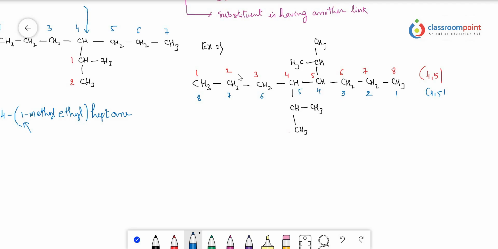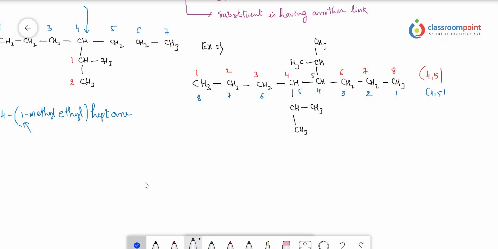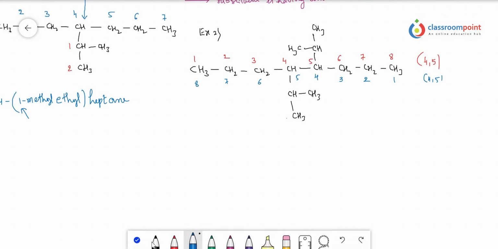Now let's try to give the name of this molecule. While giving the name, at the 4th position, again give the numbering to the substituent, 1, 2, because again it is having sub branches. So 4, at the 1st position methyl is there, so 1-methyl. The remaining 2 carbon atoms, up to here, this one, that is ethyl.